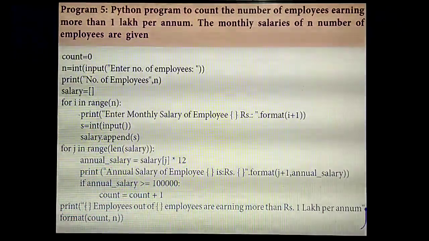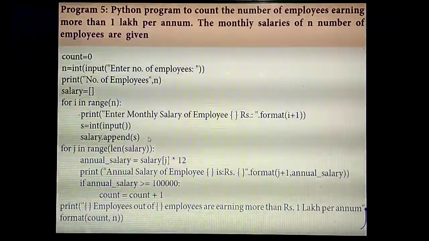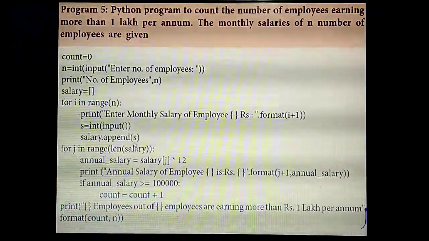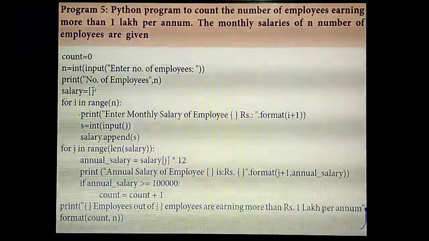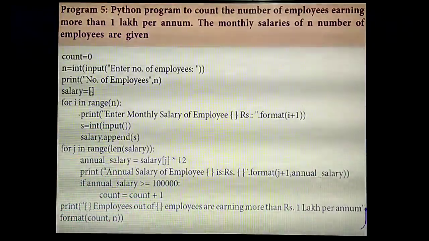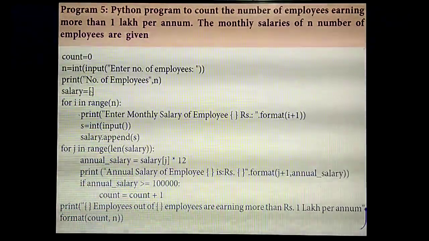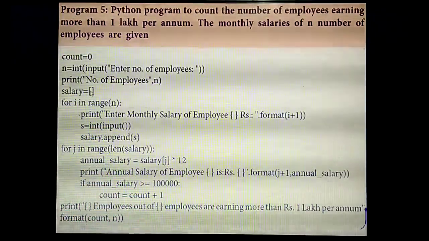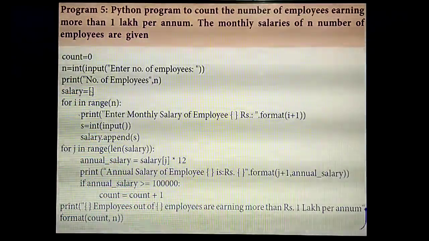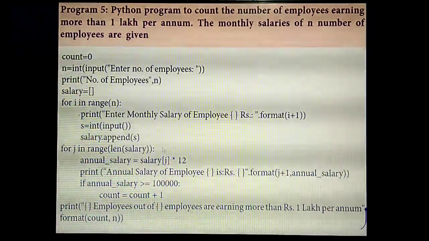Length of how many salaries you are entering? 5 salaries means 5, 6 means 6. Okay, so length of salary. So one month's salary only you are entering here. But in your question they asked to find the annual salary. Annual salary means 1 year. So in 1 year how many months will be there?